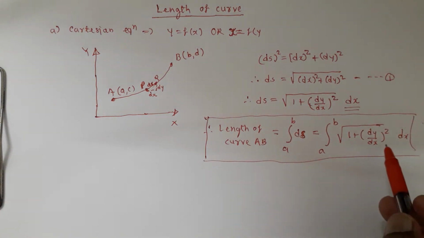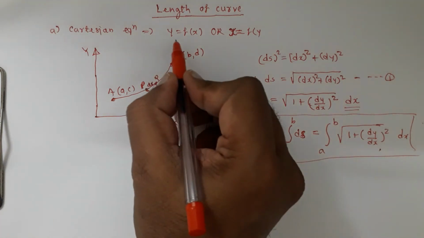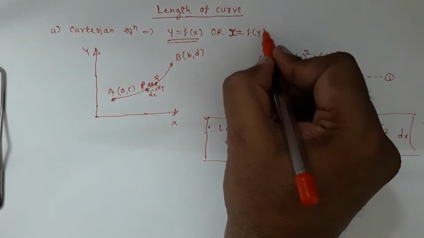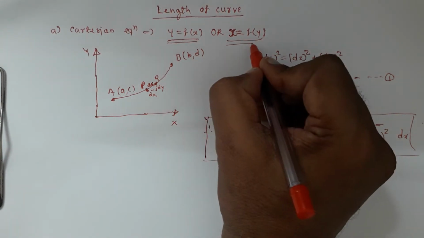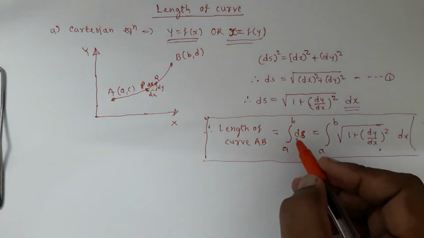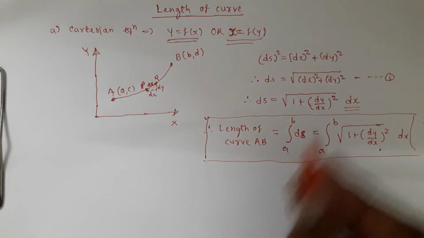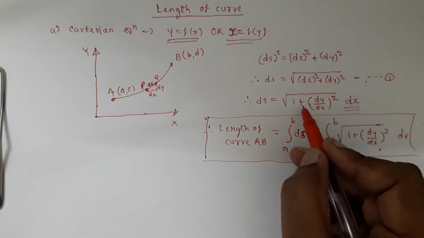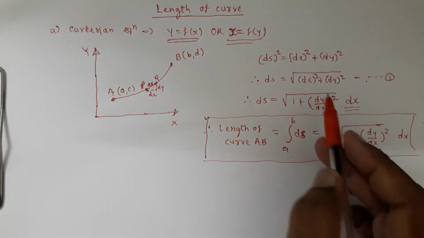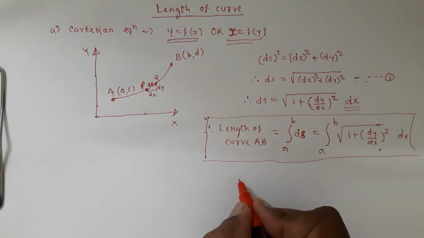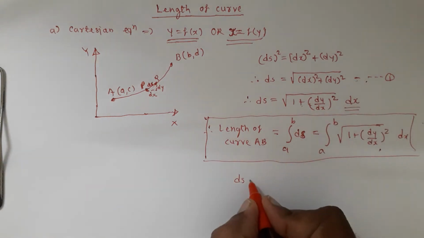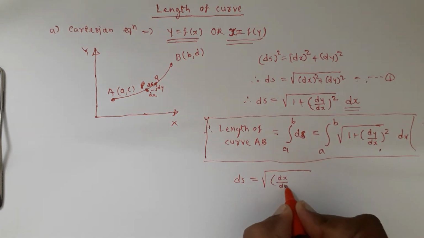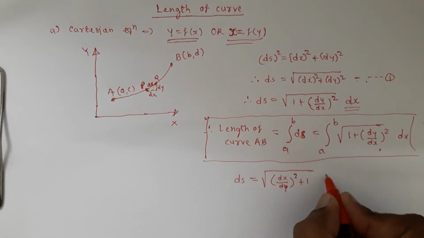Now this formula can be used when the curve is given by this equation y is equal to f of x. But if the curve is given by this another equation x is equal to f of y, we will have to adopt the similar procedure. But the only thing which we will have to do is that now equation 1 is known to us. Here we have brought dx outside the square root. Now if I bring out dy outside the square root, from 1 I am writing ds is equal to root of dx by dy bracket square plus 1 into dy.